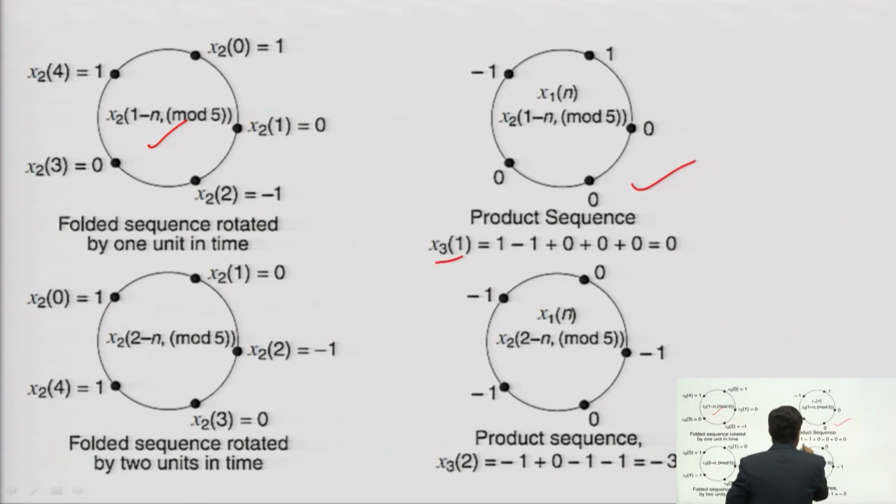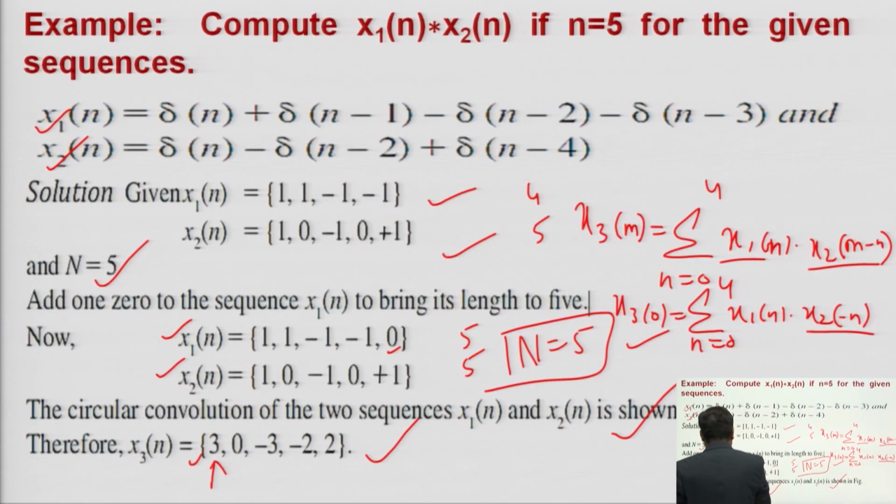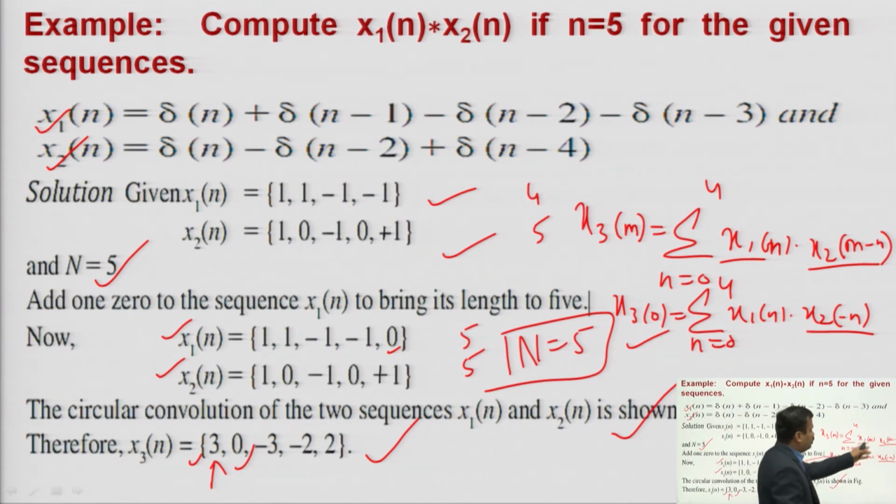Now, your x3 1 will be 1 minus 1 0, so it will be 0. Now, at 1 its value will be 0. Now, again m is equal to 2 you have to put here. So, x1 n into x2 of 2 minus n. So, you have to shift either x2 minus of n by 2 samples in anti-clockwise direction, or you have to shift in anti-clockwise direction by 1 sample of x2 1 minus n.